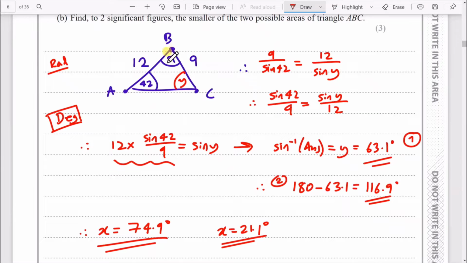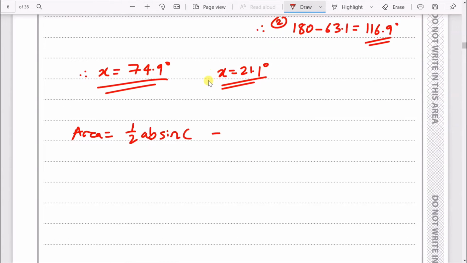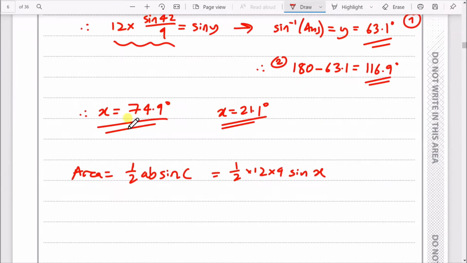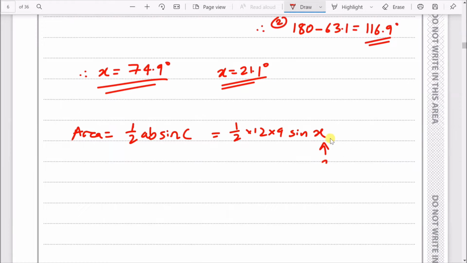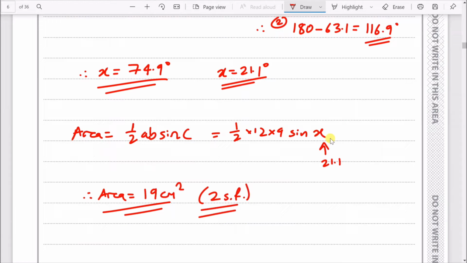So let's focus on x here. We're going to take this shape. These two will be our a and b, and this will be our C. The formula is now half times 12 times 9 sine x. If you want to pick the smaller area, you pick the one that has a small angle. So using 21.1 for x, if you substitute that in, and do it carefully in your calculator, you're going to get an area of roughly 19 centimeters squared to 2 significant figures. And that's really it for number 3.